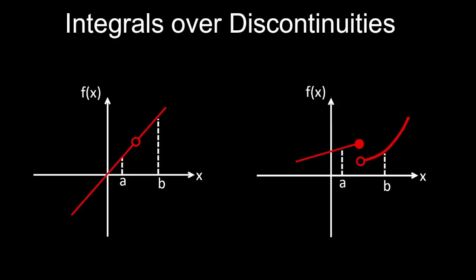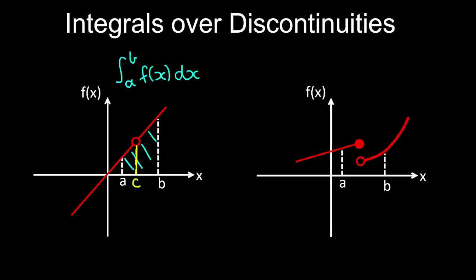We can also use definite integrals to find areas under curves where there's removable and jump discontinuities. So to find the area under the curve from a to b, we can still apply the definite integral in the same way, because as you can imagine, even though the function does not exist at c, the area at a point is infinitely thin, so it's not going to affect the result.